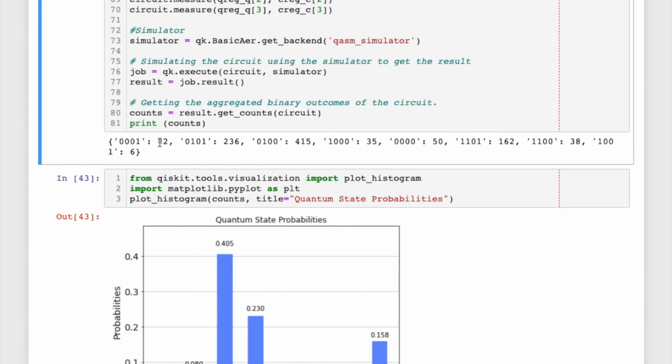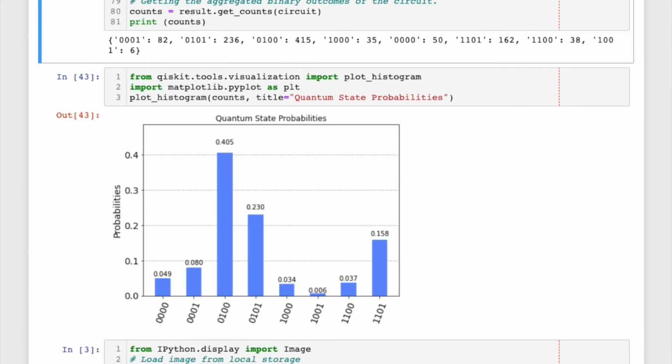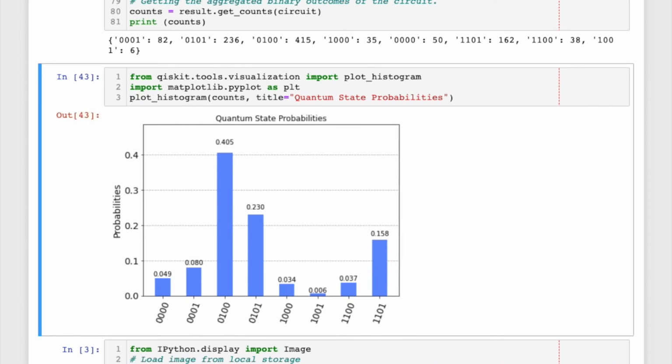So the square of 0.082 is going to be then 0.049, which is basically this. So if you add up all these blue columns, you will get 1.